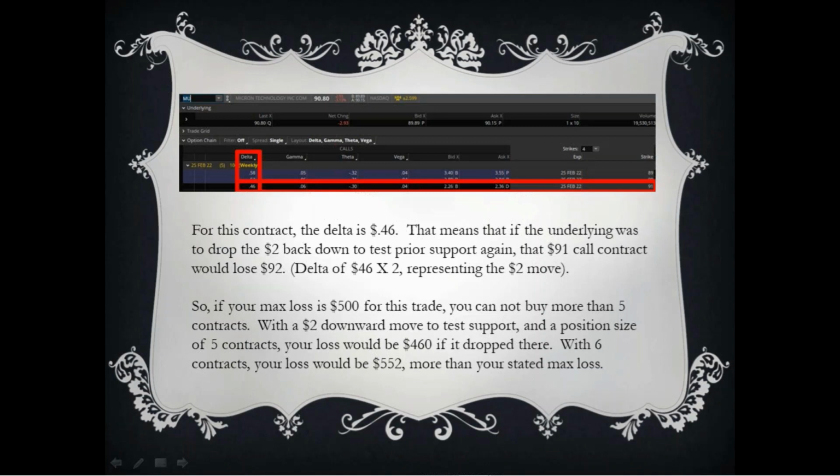Because remember, what we're doing is seeing if we enter at 91 and if it drops to 89 as support, that's how much we're going to lose. If support doesn't hold and it breaks below support, that's where you're going to exit, right? So this 460 that I'm mentioning here for 5 contracts, that's if it hits that support level, but you're not going to close the trade there. You're going to close the trade if it breaks that support level. So your 460 is actually going to be a little bit more. Does that make sense so far?